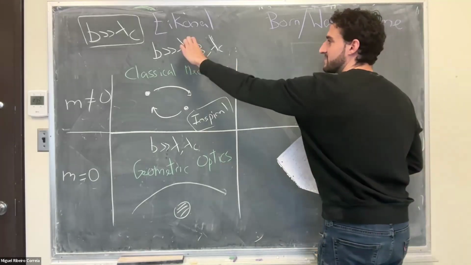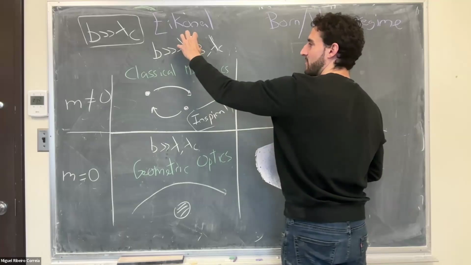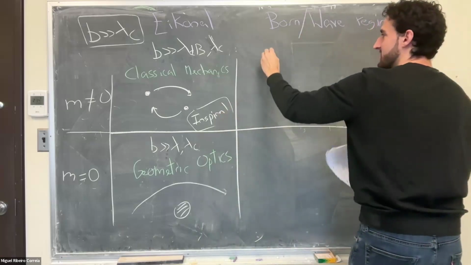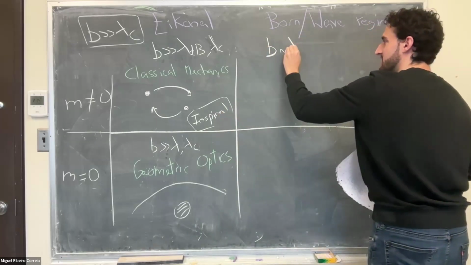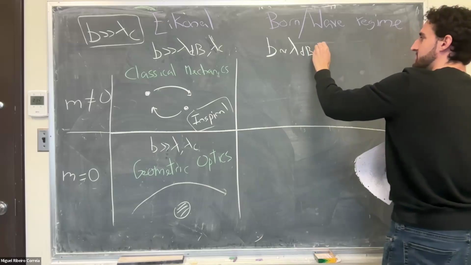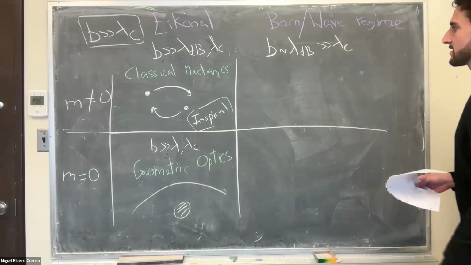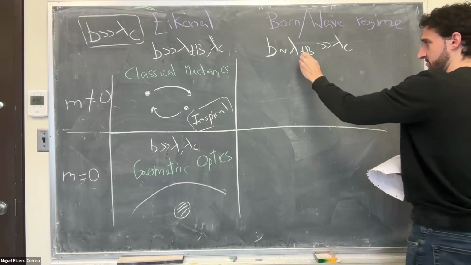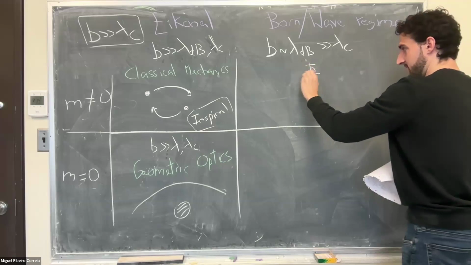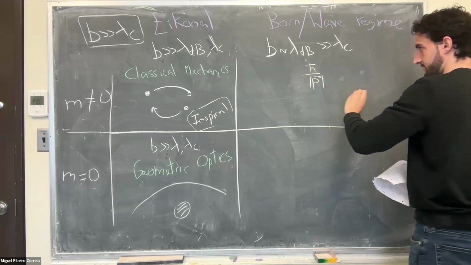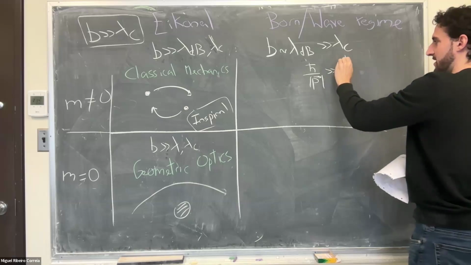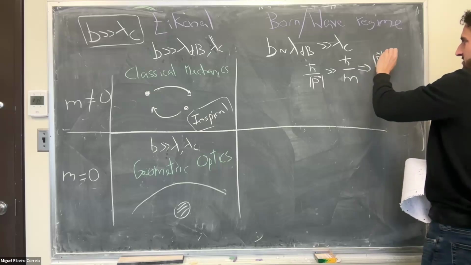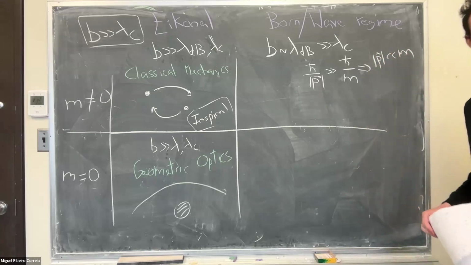So what I can do now is, instead of making b much larger than lambda de Broglie, make b of the same order as lambda de Broglie, but much bigger than the Compton wavelength. And just this relation here, if you remember, this is h bar over p, much bigger than h bar over the mass. So this implies that the momentum is much smaller than the mass.